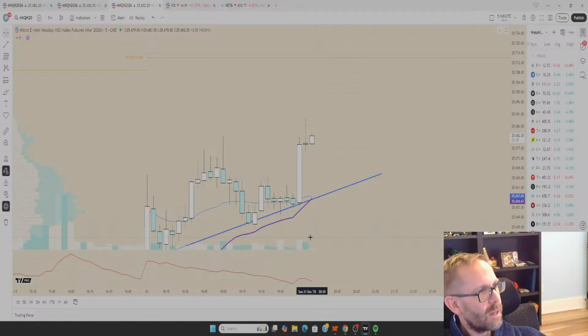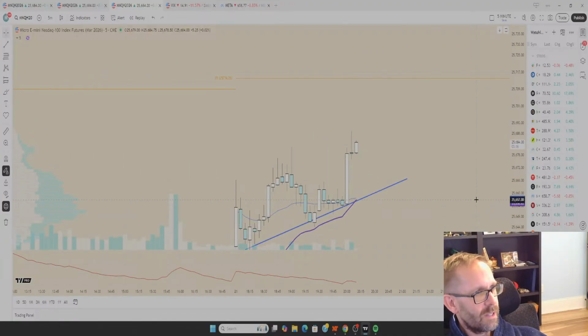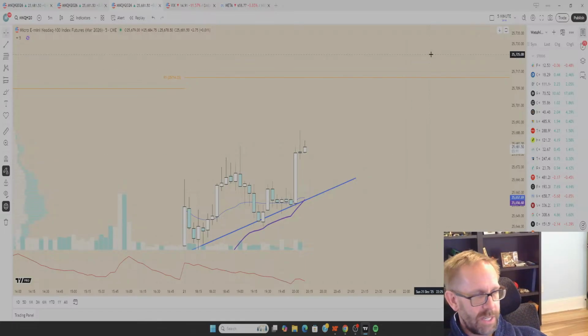Now you've got bears who shorted right here, or shorted into the close, thinking it was a bearish candle. Now they're getting nervous. So again, we have to wait until the candle closes to see what the prevailing sentiment is. All right. We're going to get that pop.